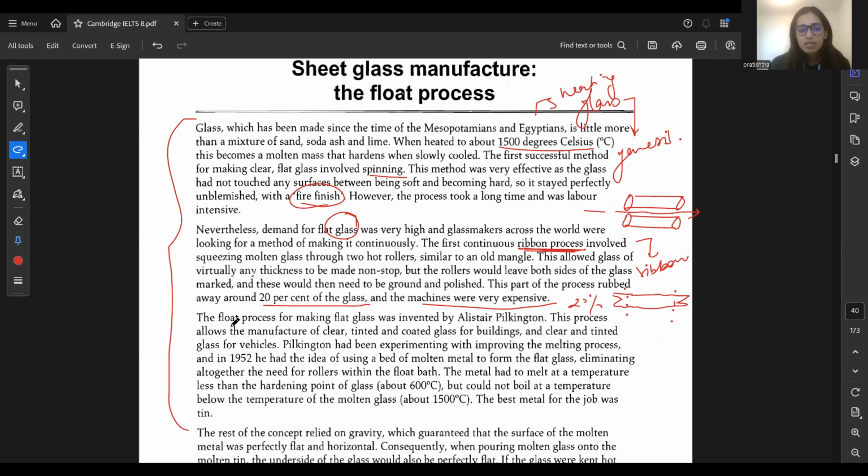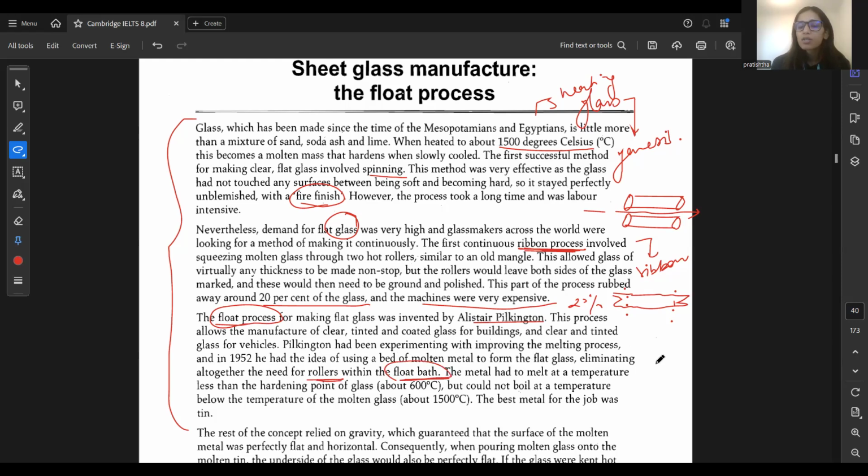The float process. So this is the other process. The float process for making glass was invented by this person. This process allowed for manufacture of clear, tinted, and coated glasses for buildings and clear and tinted glasses for vehicles. He had been experimenting with improving the melting process, and in 1952, he had the idea of using a bed of molten metal to form the flat glass, eliminating altogether the need for rollers within the float bath.